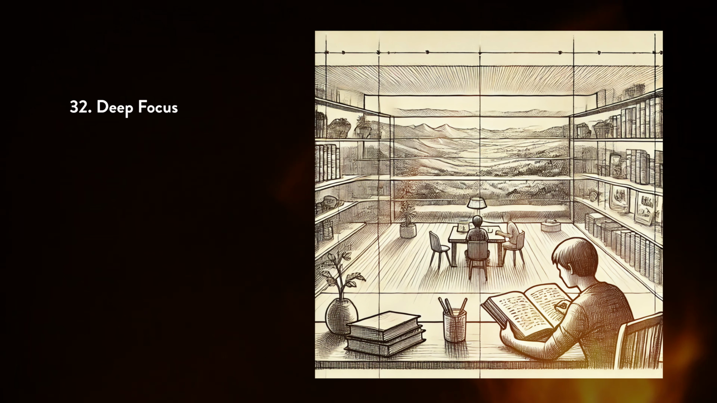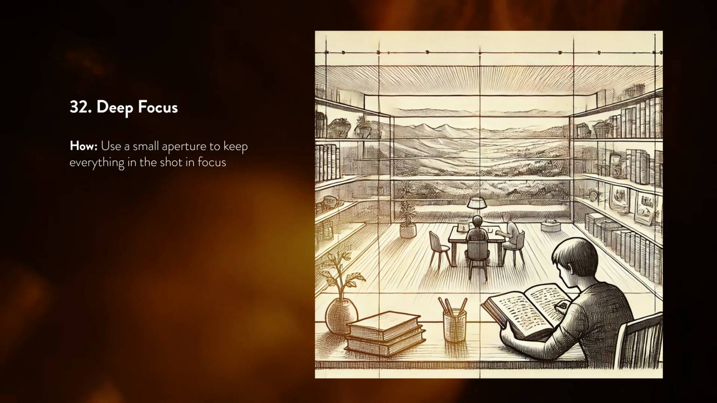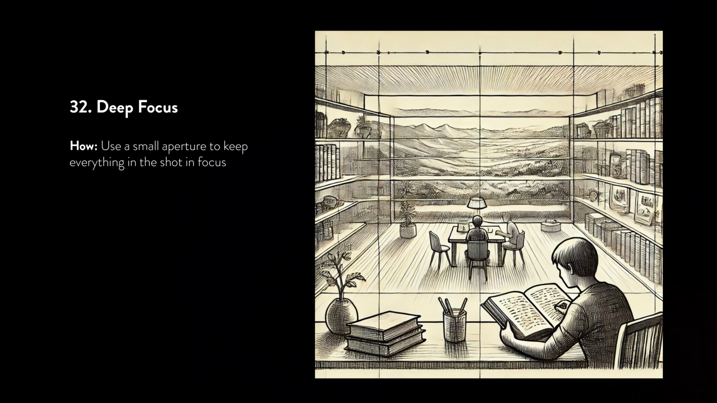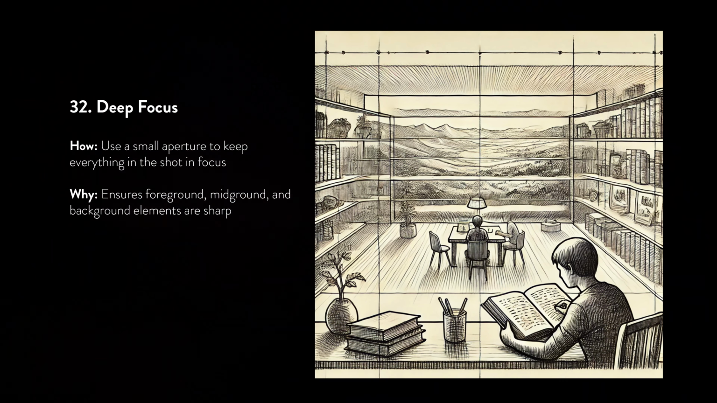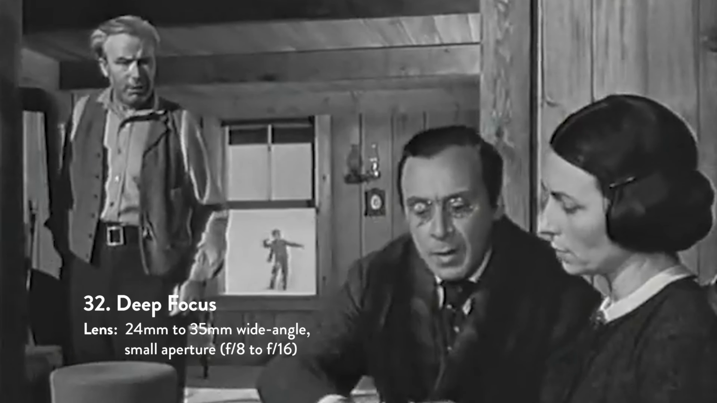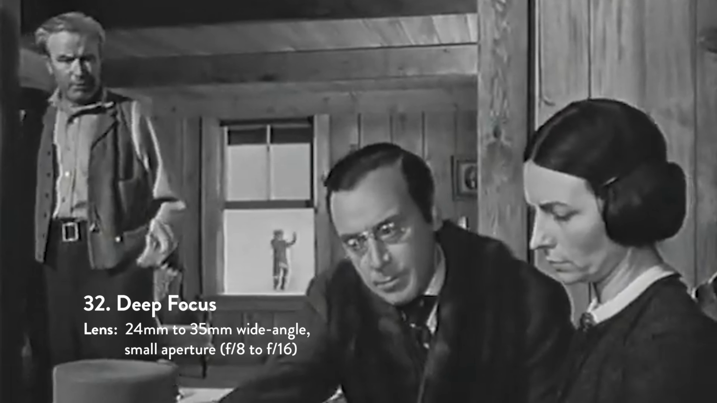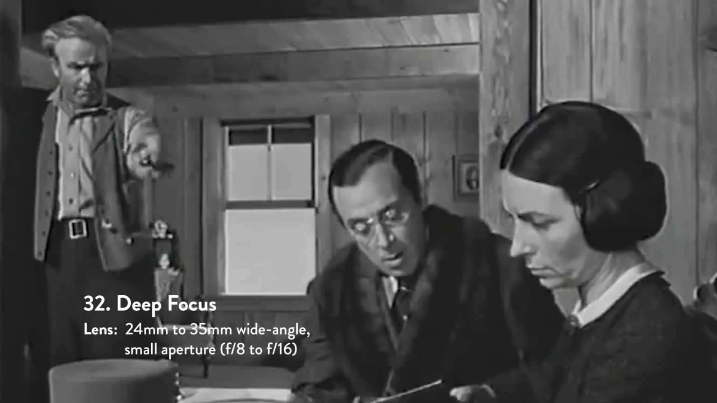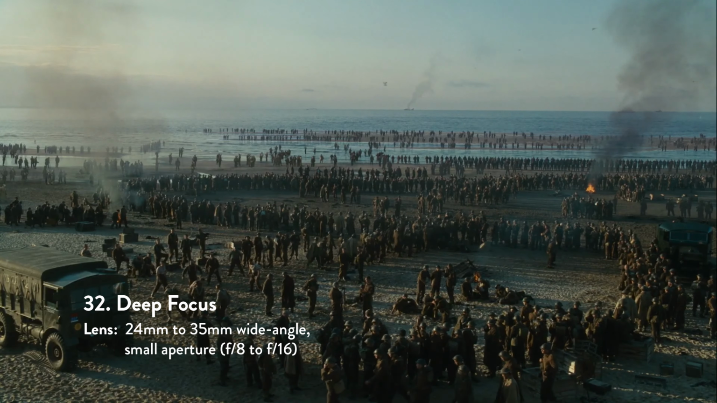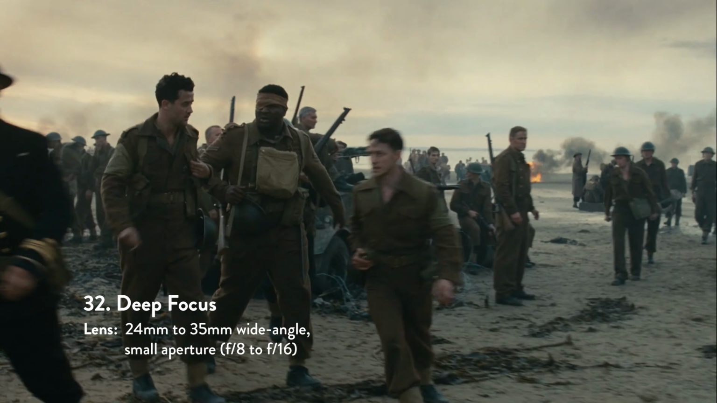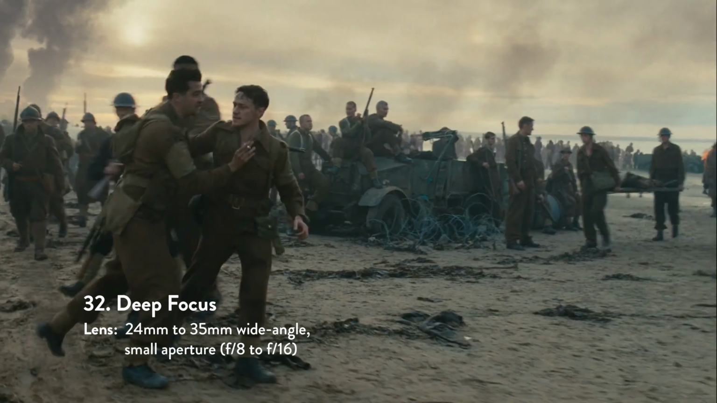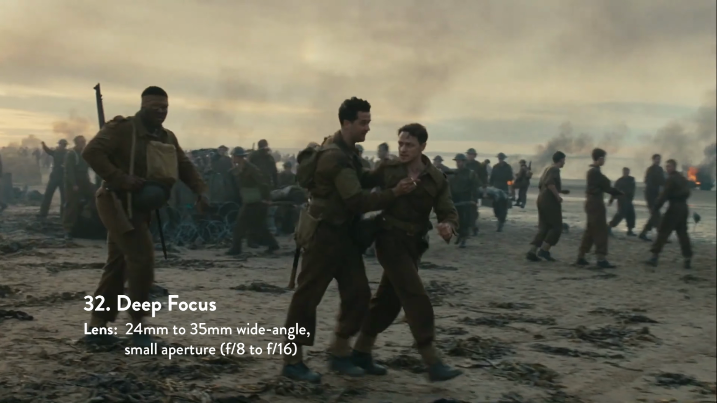32. Deep focus. Use a small aperture to keep everything in the shot in focus. Ensures foreground, midground, and background elements are sharp. Citizen Kane. The famous scene where young Kane plays in the background, while his parents negotiate in the foreground. Atonement. The beach sequence uses deep focus to show both the destruction in the foreground and the soldiers in the background, adding depth and complexity.